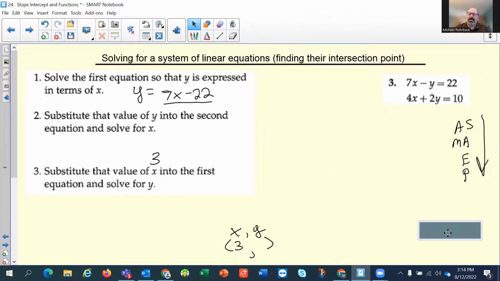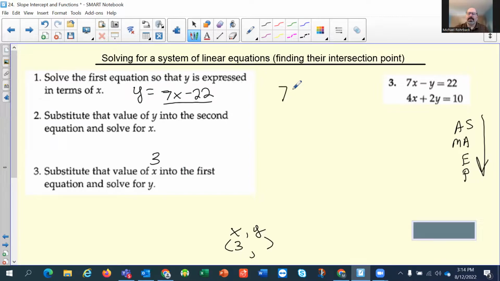Now I happen to know, because I have my answer here, that x is equal to 3. So I have the 3 right. So what do you do when you're pretty sure you did the first part right, you got a whole number? When you get a whole number, you're usually good. So I'm going to go back and look. Okay, substitute that value of x, which was 3, into the first equation, solve for y.